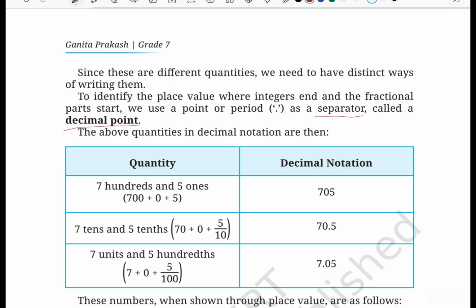In a similar way, to identify the place value where the integers end and the fractional part starts, we use a point or period as a separator, called the decimal point.